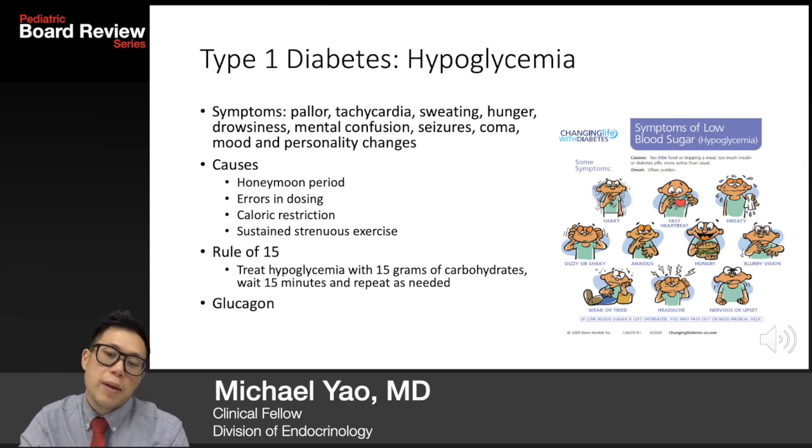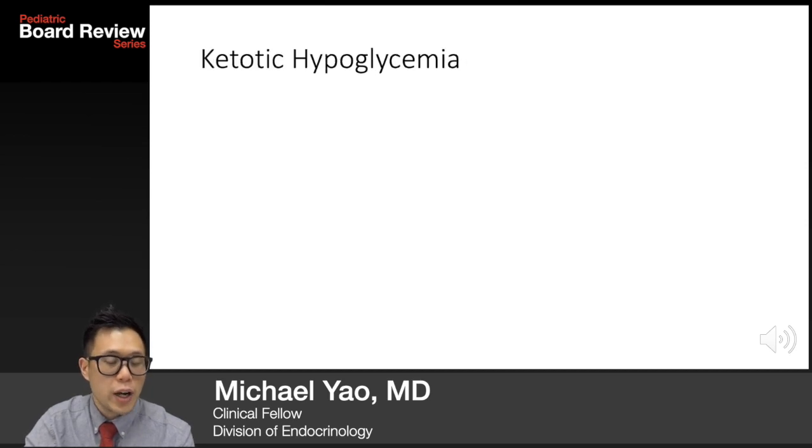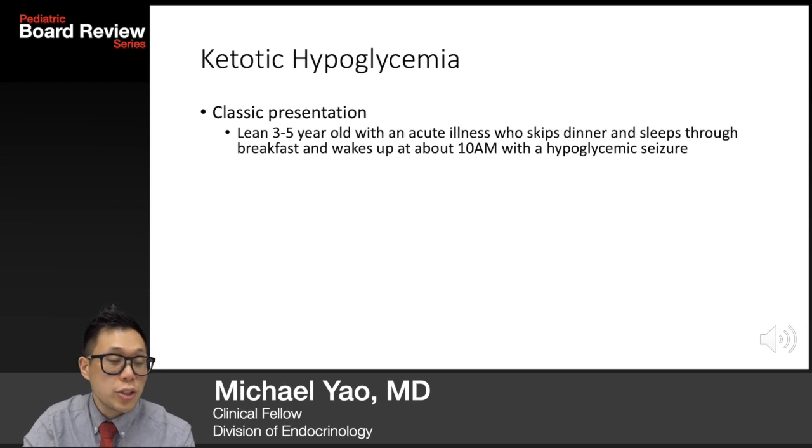As far as treatment of hypoglycemia, we generally use what's called the rule of 15. What is involved with that is to treat hypoglycemia, generally a blood sugar less than 70, with 15 grams of carbohydrates, wait 15 minutes, and then repeat a blood sugar 15 minutes following, and repeat that as needed. In an event where the patient is unable to take carbohydrates orally, there is an emergency supply of glucagon that they can use.